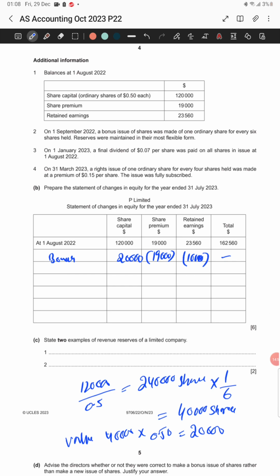Next is on 1st Jan, a final dividend of 0.07 per share will be issued. After bonus shares, now there are 240 plus 40, total 280,000 shares. For each we have to pay a dividend of 0.07.